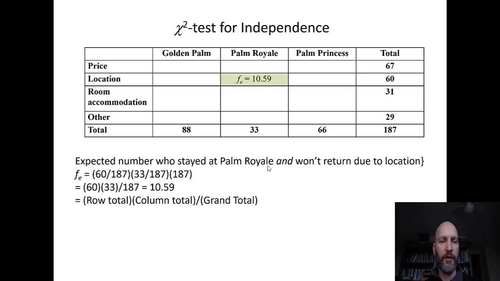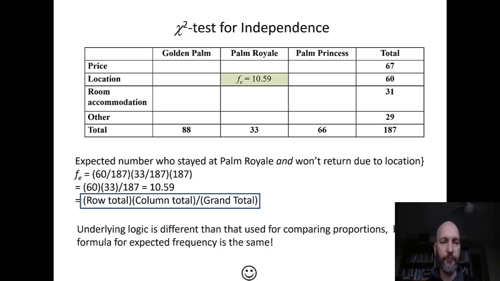Let's look in a little more detail at this calculation that we just did to find the expected frequency. We took 60 over 187 times 33 over 187, and then multiplied that by 187. Now, two of these 187s are going to cancel, and that leaves us with 60 times 33 over 187. And just like we did with the chi-square test for proportions, we have the formula row total times column total divided by the grand total. And this is what we're going to use whenever we have a chi-square test that we're doing.